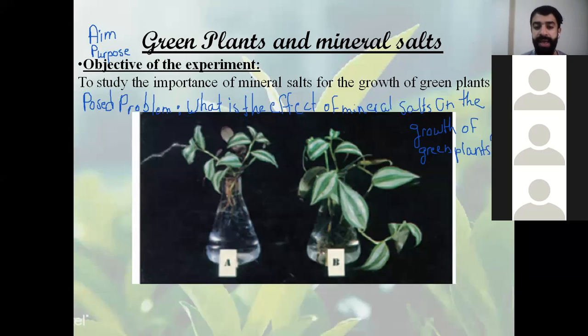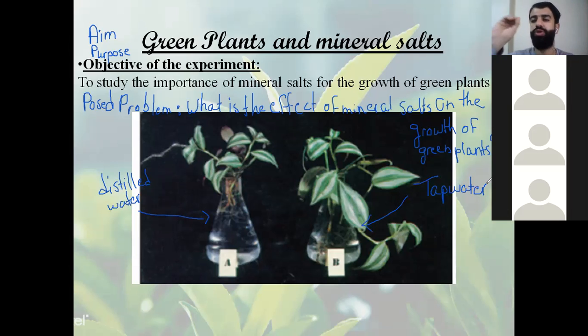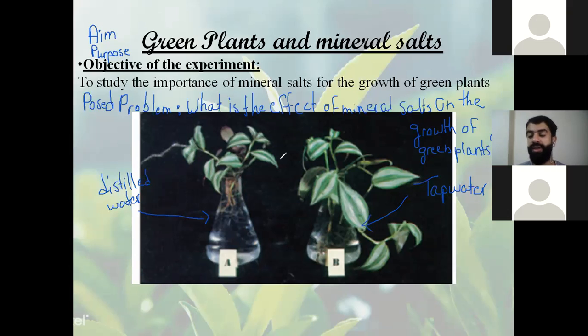We have two plants, A and B. Plant A is placed in distilled water, while plant B is placed in the normal water, with tap water, if you want to say. Tap water, or mineral water, as you want. Who can tell me what is special about the distilled water? Yes. Who can tell me what is special about the distilled water?